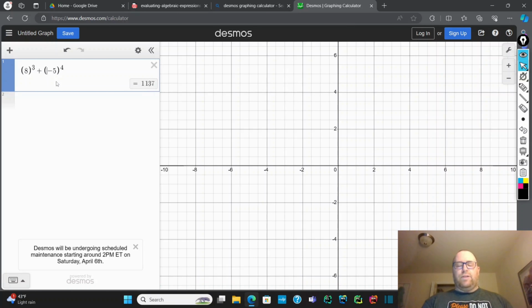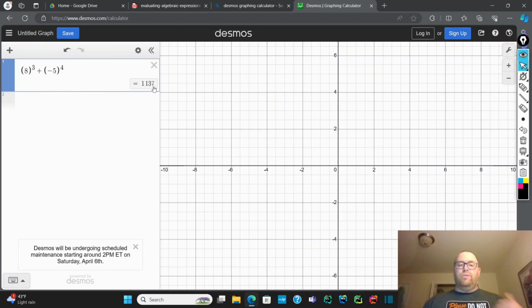Now, if I were to do something like this and take these away, notice the result changes quite a bit, because now it's negative 1 times 5 to the fourth power. So you get a negative number here plus a positive number here. This number is a little bit larger. It yields a negative number. But if I put back the parentheses here, I get the result 1,137.